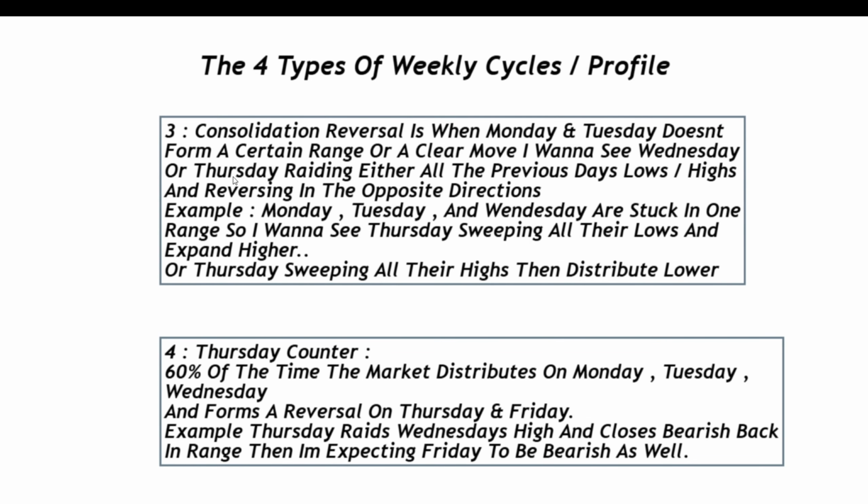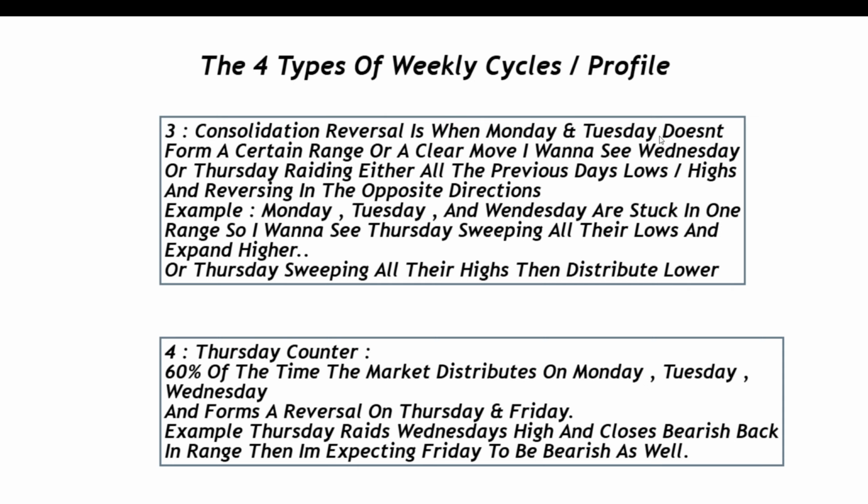The third one is consolidation reversal. You may sometimes be confused about what's happening, usually on Monday, Tuesday, Wednesday, when they're ranging, you see a consolidation. You don't see any type of clear direction. This is called a consolidation. But how can you catch reversals in this sequence?